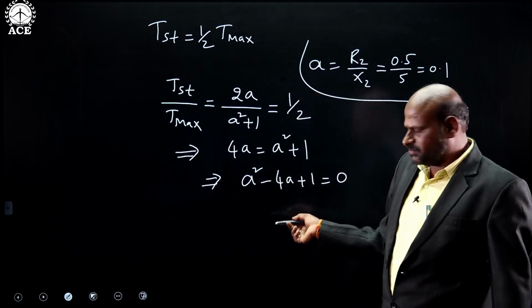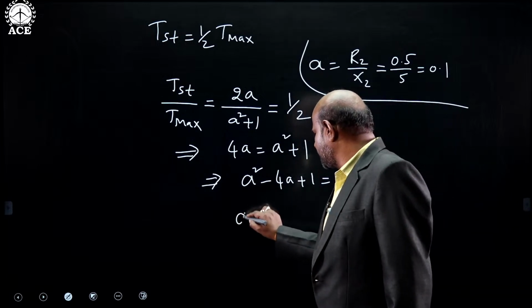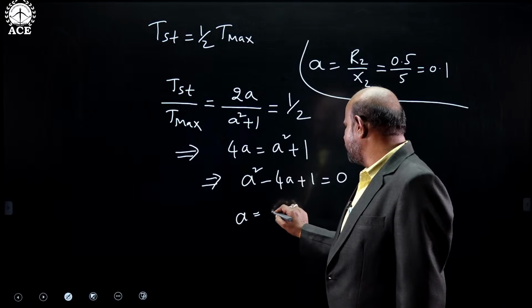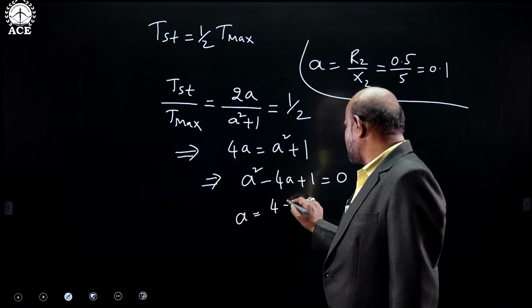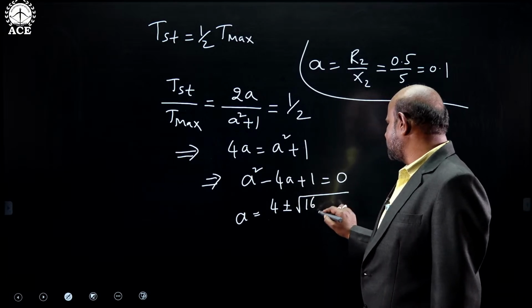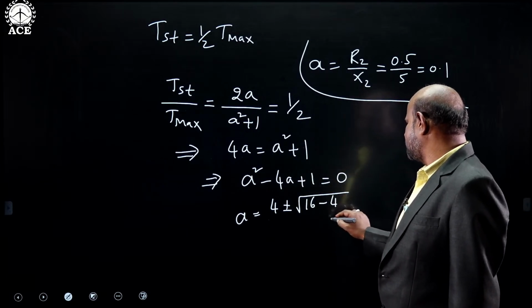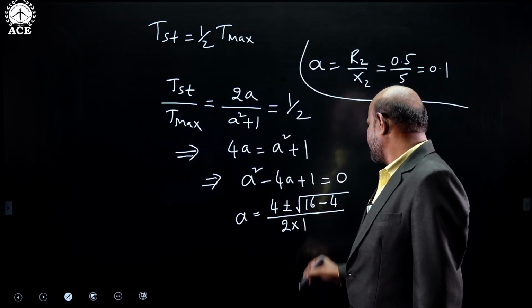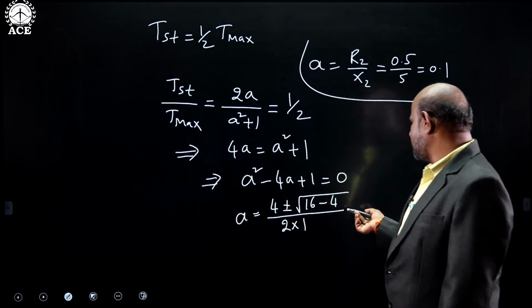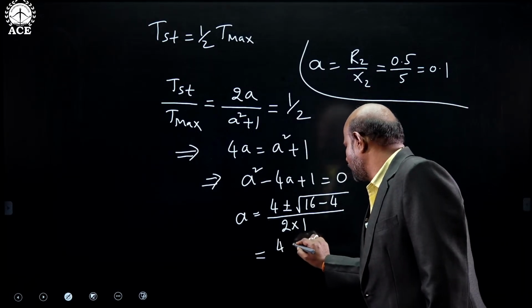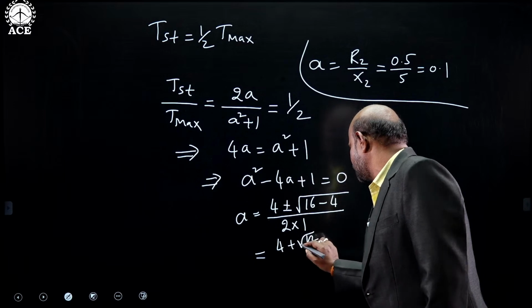This is a quadratic expression. Solve for a equal to minus b plus or minus square root of b square minus 4ac, by 2a. So b square is 16, minus 4 is 12, root 12. So 4 plus root 12 by 2.